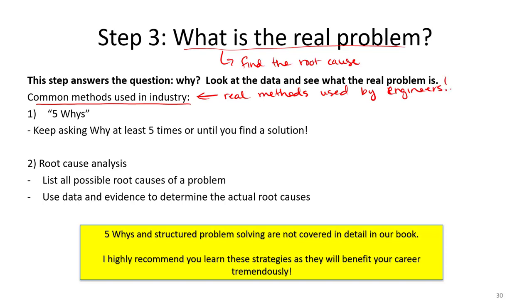The first method I'd like to share is 5 whys. This is very common in manufacturing settings, and the idea is to keep asking why at least 5 times or until you find that root cause. The second method is called root cause analysis, also known as structured problem solving, or also known as model-based problem solving.